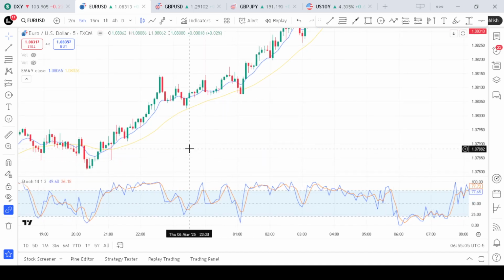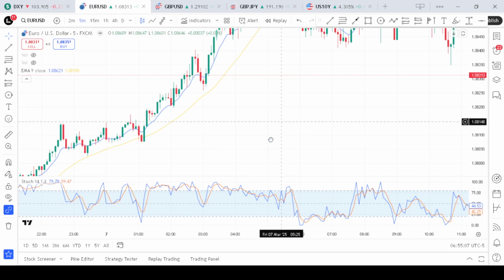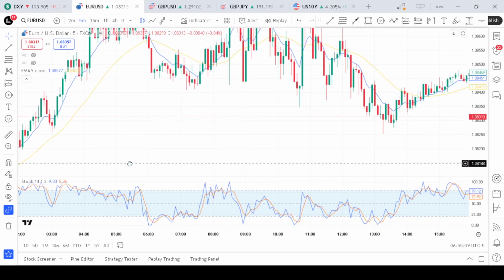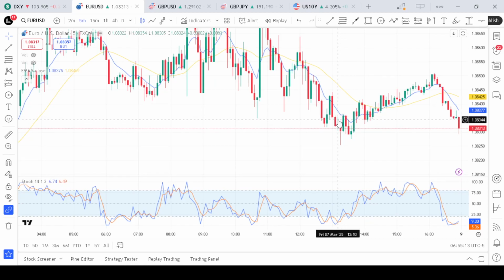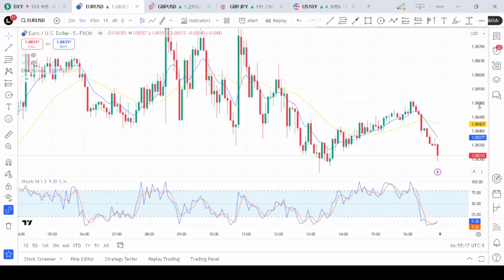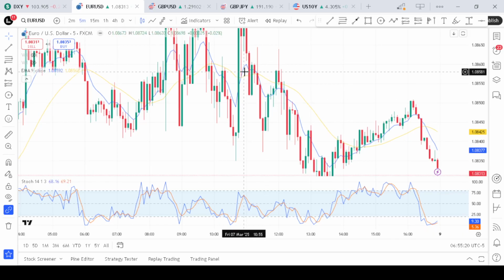For a sell signal, all we need to do is wait for the shorter EMA to cross below the longer EMA, meaning we wait for this blue line to cross below the yellow line. The blue line signifies the shorter EMA, the yellow line signifies the longer EMA.